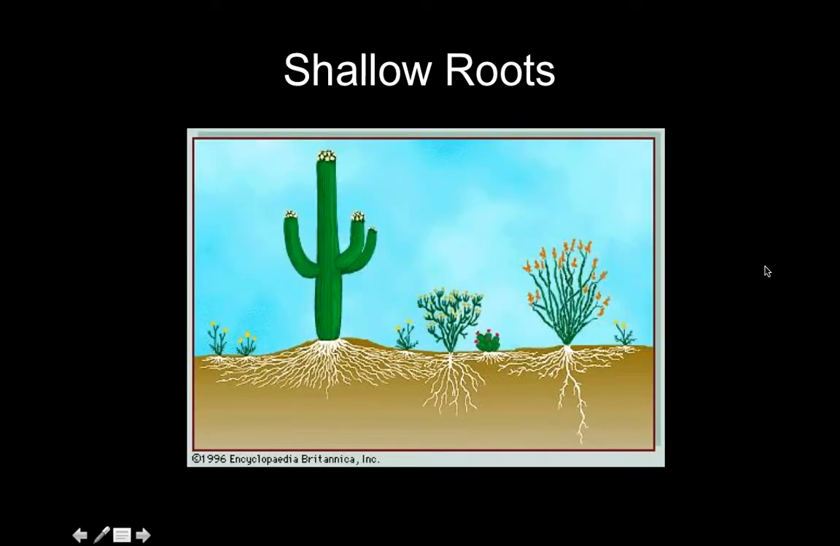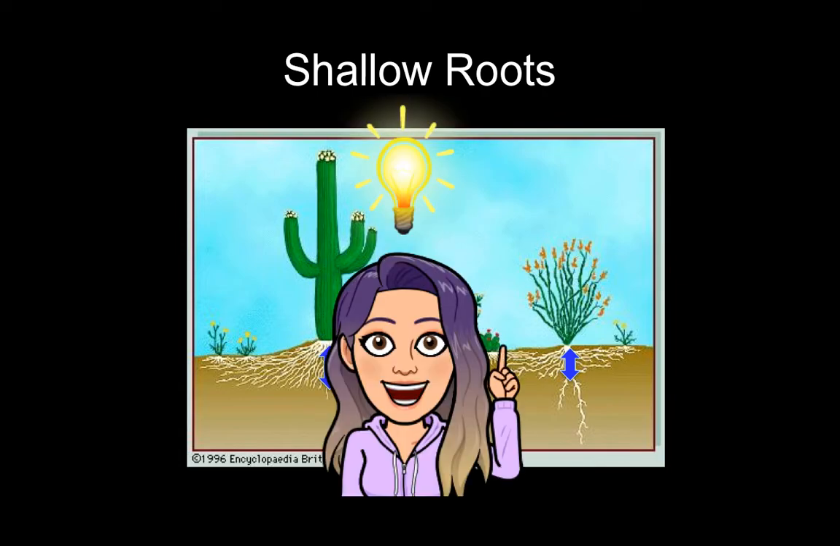Plants adapt in different ways to live in the desert environment. The first desert plant adaptation is shallow roots. The roots on a desert plant do not go very deep into the dirt. They stay close to the surface because that's where all the water is in the desert. Plants have shallow roots in the desert so that they can get the water that is near the surface. That is the first adaptation of a desert plant.